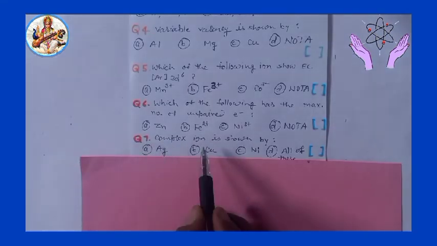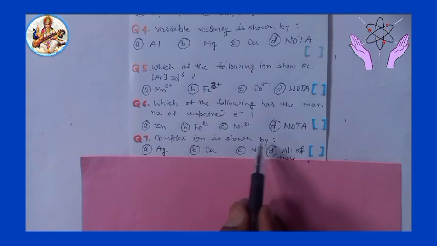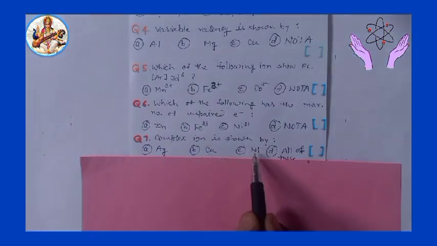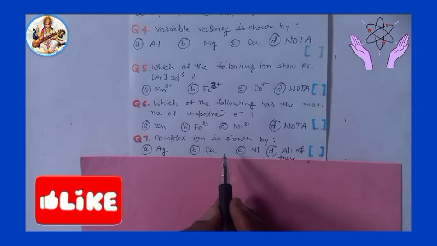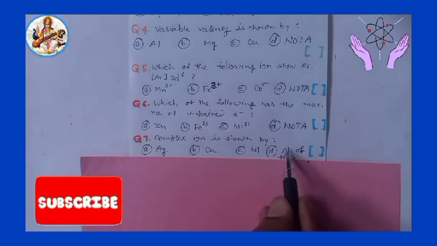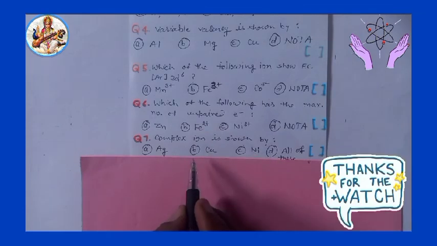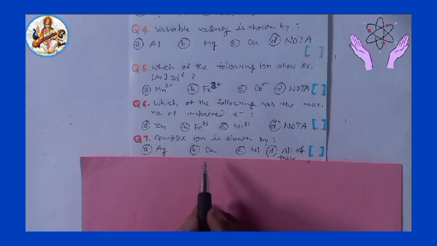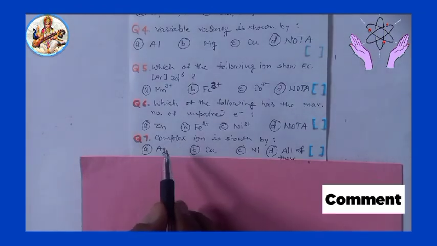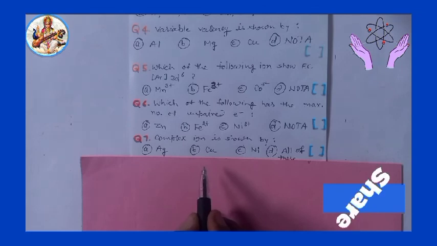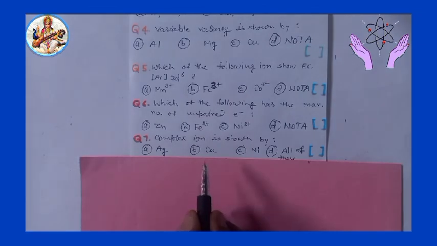Next, 7 and last: complex ion is shown by Ag, Cu, nickel, all of these. The answer will be option D, all of these. Ag, Cu and Ni are transition elements, thus they form complex ions. So the answer will be option D.